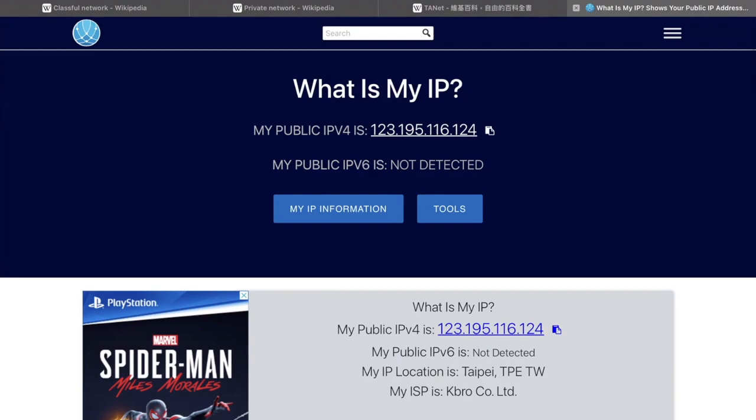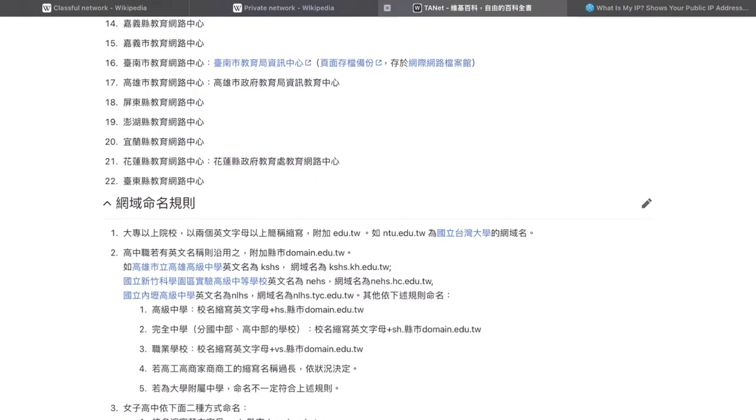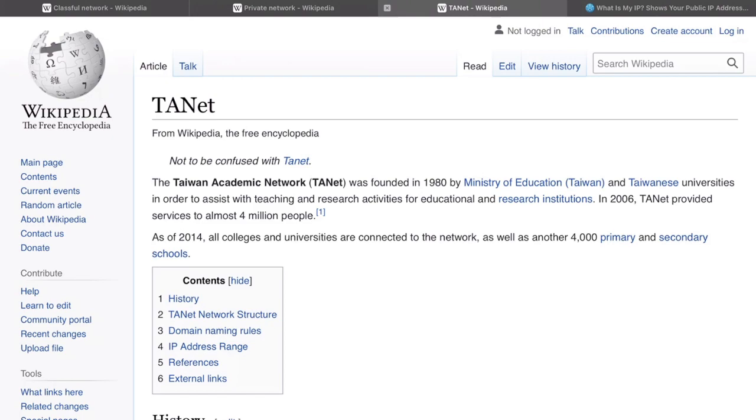I think it is this one. Okay, that is TANet. Of course, it is in Mandarin, so you can take a look at the English part. TANet stands for Taiwan Academic Network. That is on campus. TANet manages all, I think, elementary school, middle school, high school, and the university. All those networks are managed by TANet.